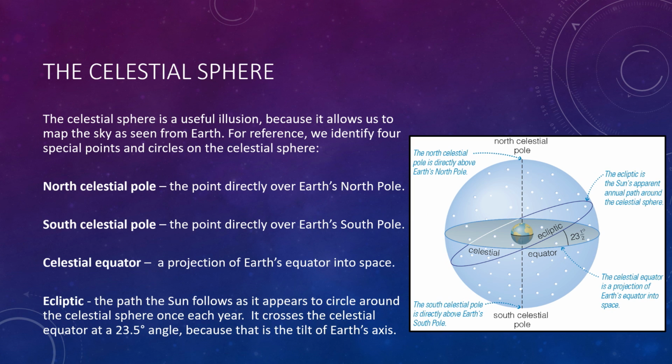And as I mentioned, we do have something called the ecliptic. This is the path that the sun follows as it appears to circle around the celestial sphere once per year. It crosses the celestial equator at an angle of 23.5 degrees, and that's because the tilt of the Earth's axis is 23.5 degrees. So you'll hear this a lot, the term ecliptic. Remember that that is the path of the sun through the sky and that it's angled at 23.5 degrees. You'll hear that number referenced a few times as well.